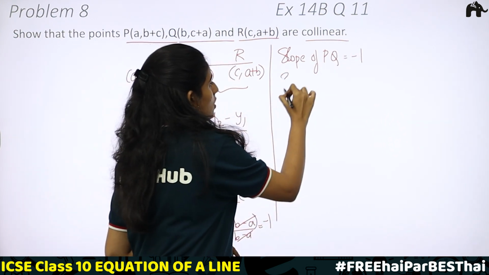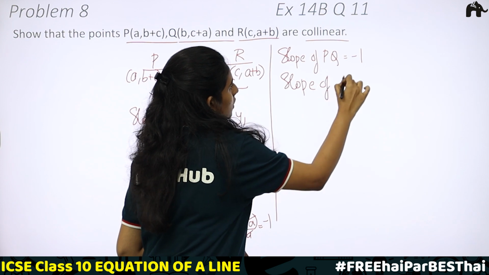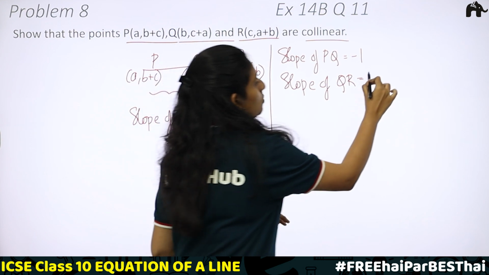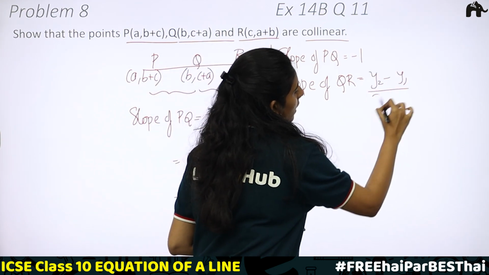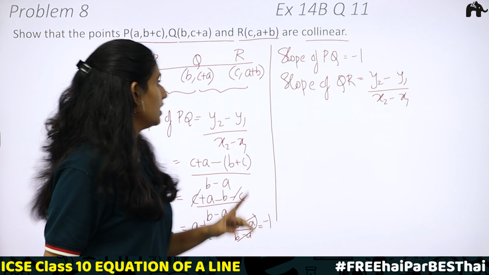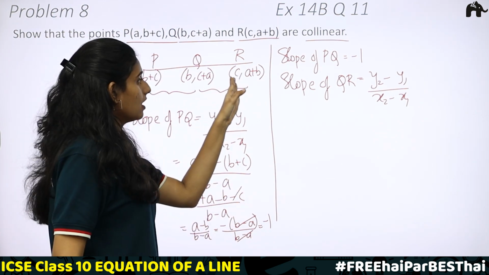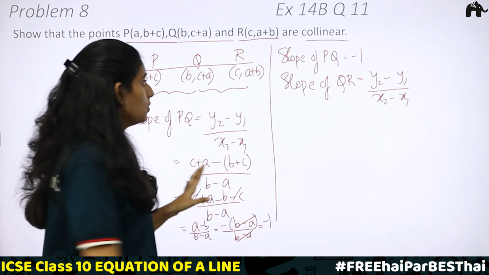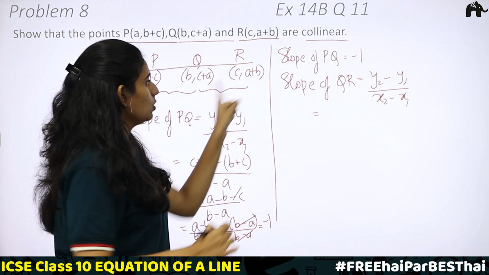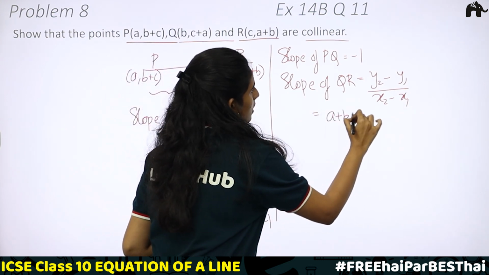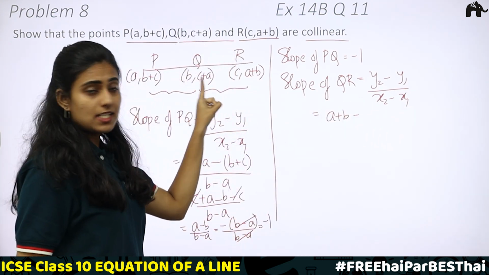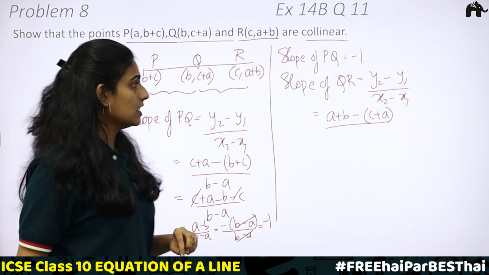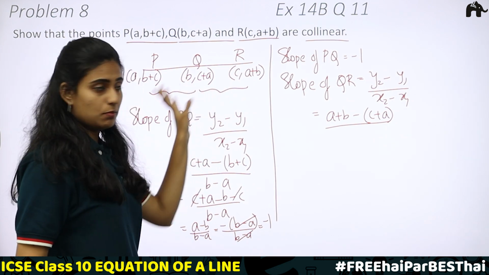Now, let us find the slope of QR. Slope of QR is equal to, again, y2 minus y1 divided by x2 minus x1. Here I am taking the coordinates of R as x2, y2 and coordinates of Q as x1, y1. Putting values, y2 is A plus B minus y1, which is C plus A, divided by x2 minus x1. Here x2 is C and x1 is B.